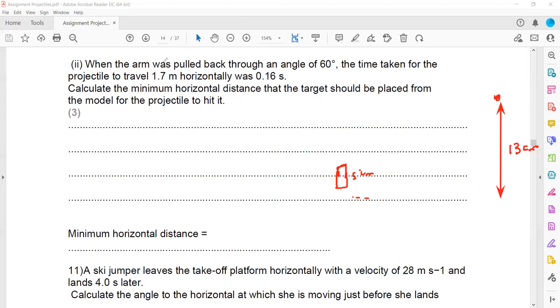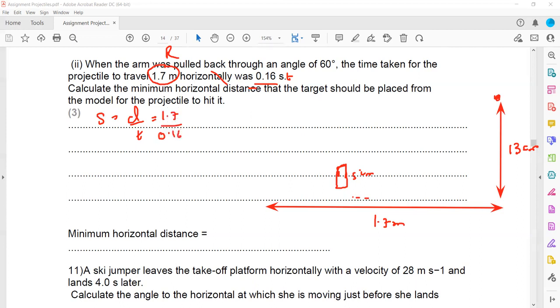Horizontal velocity does not change. So we have the range of the projectile and we know the time. So first we'll find, for 1.7 meters, what is the horizontal velocity. Speed is distance divided by time. So the horizontal or launching speed is distance divided by time, distance is 1.7 and time is 0.16. So 1.7 divided by 0.16 will give us the horizontal speed, which is 10.62 or 10.6. So it is launched at a horizontal speed of 10.6.